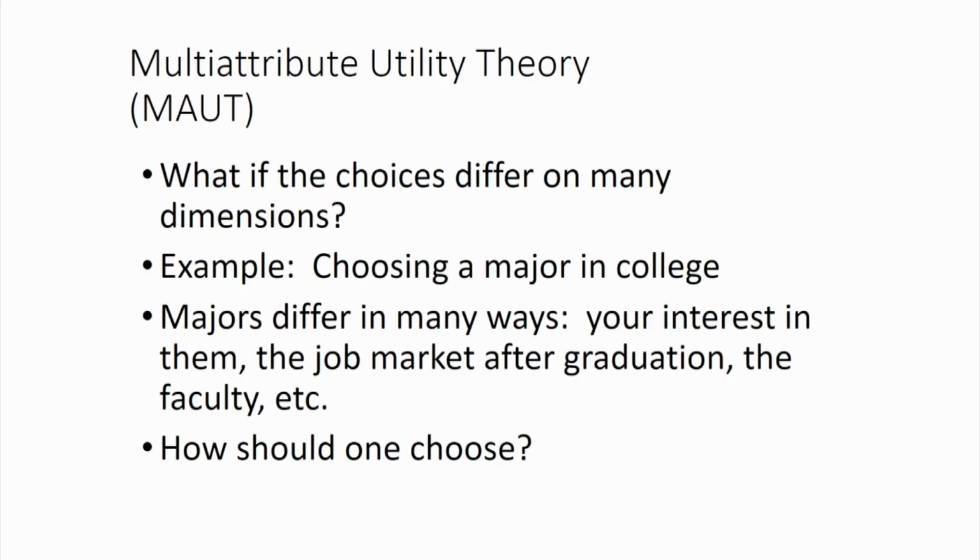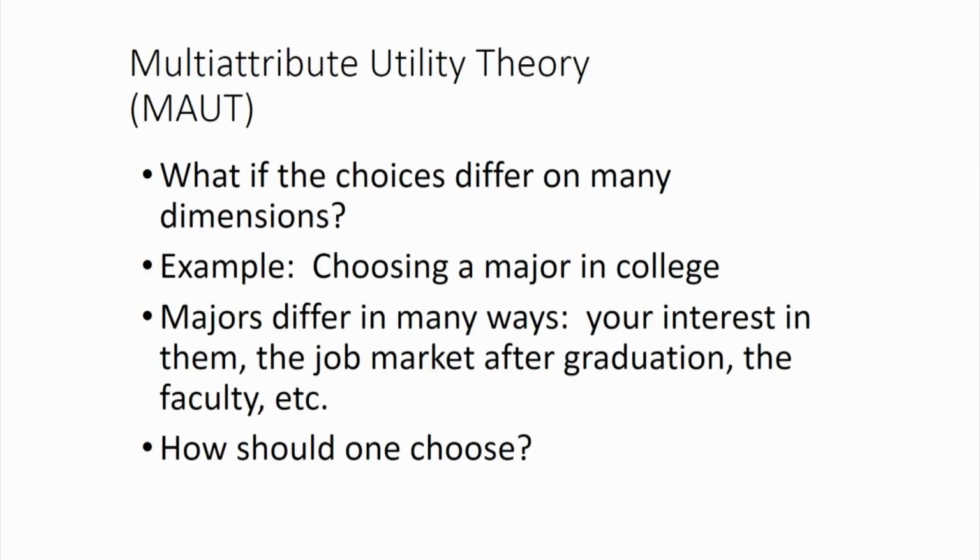Now, in addition to the expected utility theory, there is something called the multi-attribute utility theory. And what is the multi-attribute utility theory? It is an extension of the expected utility theory. What if choices differ on many dimensions? In expected utility theory, there was just one dimension on which the choice was varying. Now, if the choice is varying on a number of dimensions or variables, we use the multi-attribute utility theory.